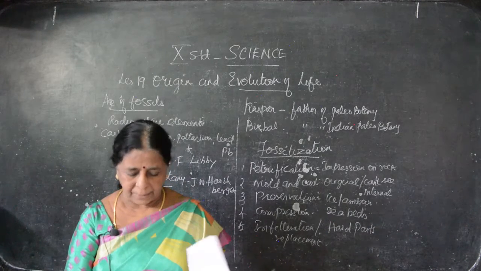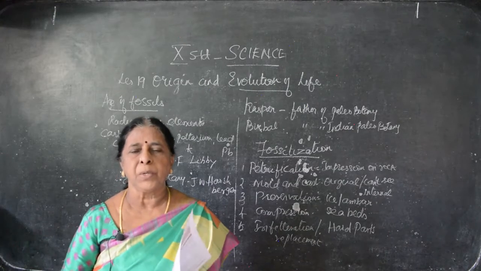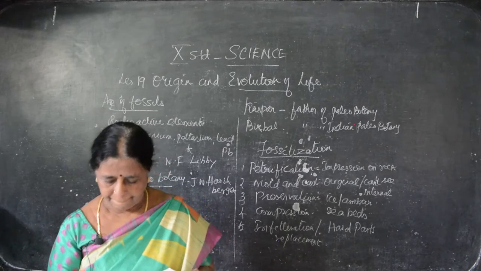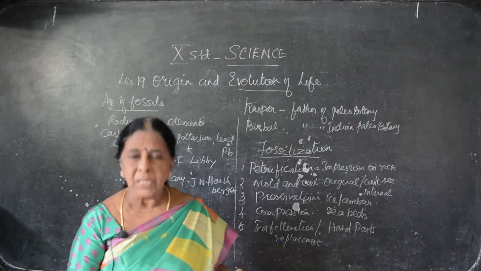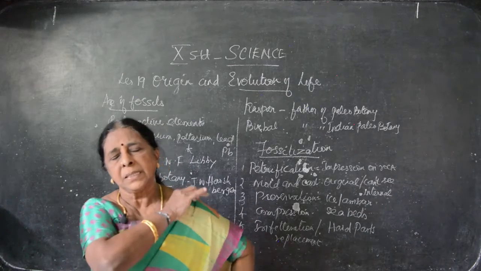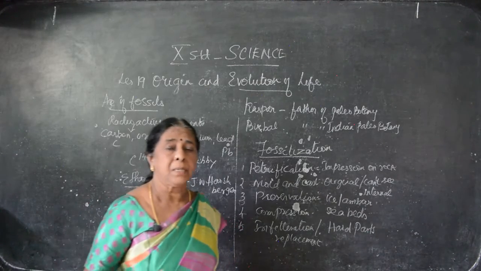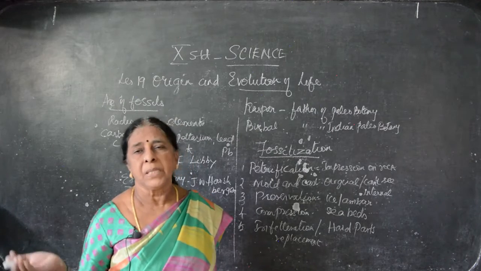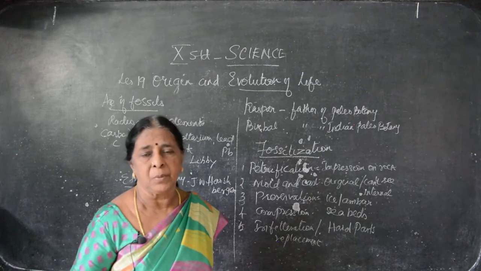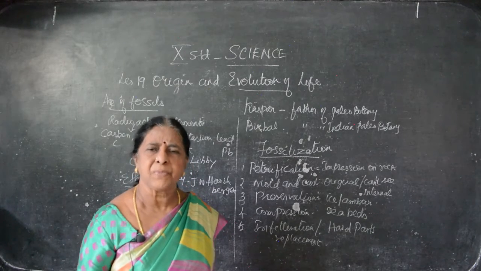Okay, the importance of ethnobotany: why is it important to us? It provides traditional uses of plants. Traditional means how we are using them. For example, Ayurveda, Unani and Siddha are found in our India only. We are using the plants for traditional use.